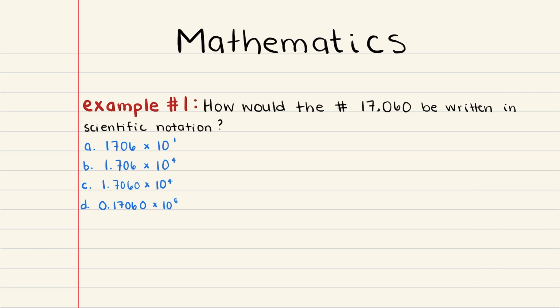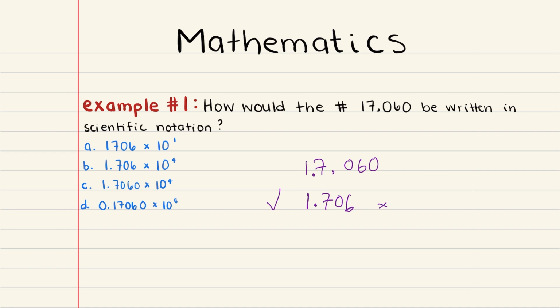Scientific notation is a way to express numbers as a coefficient between 1 and 10 multiplied by a power of 10. And this represents how many places the decimal point has been moved to simplify the number. To begin, we need to identify where to place the decimal point so that the number becomes a value between 1 and 10. For 17,060, we can place the decimal point here between 1 and 7. That gives us a number of 1.706. This is between 1 and 10, so it fits the criteria.